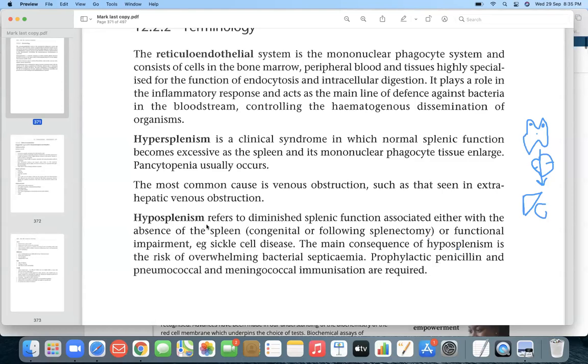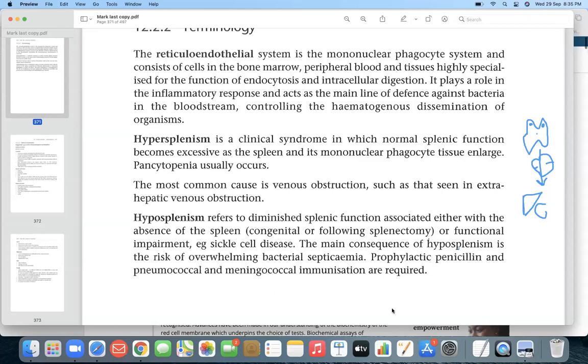Then hyposplenism refers to diminished splenic function associated with either absence of spleen, which is congenital, or following splenectomy. Anytime you remove the spleen or it is congenitally absent, then it is hyposplenism, or functional impairment, functional asplenia. We call it functional asplenia in sickle cell disease. The main consequence of hyposplenism is risk of overwhelming bacterial septicemia.